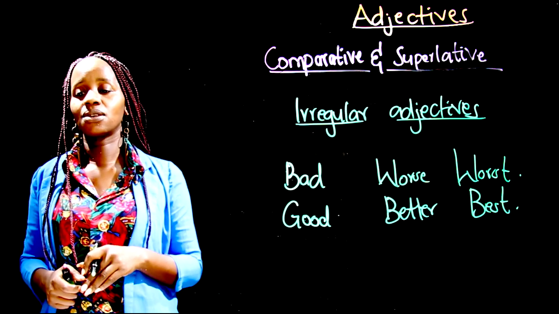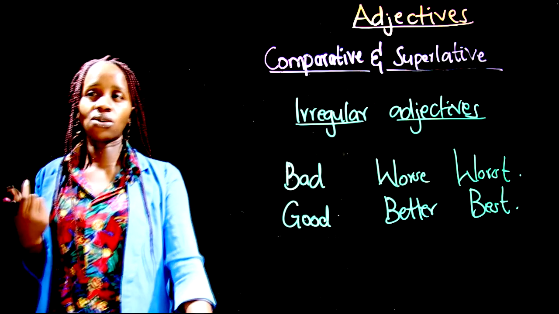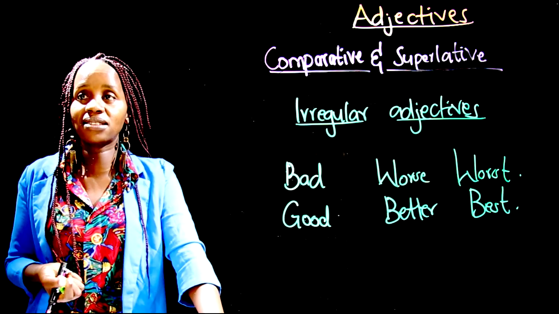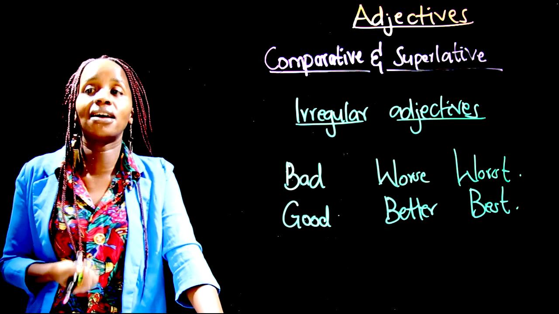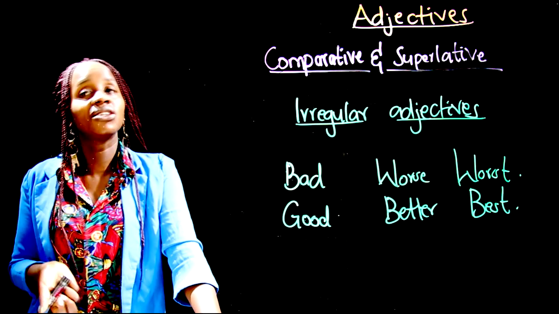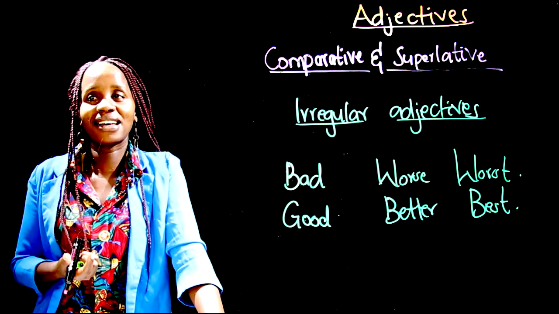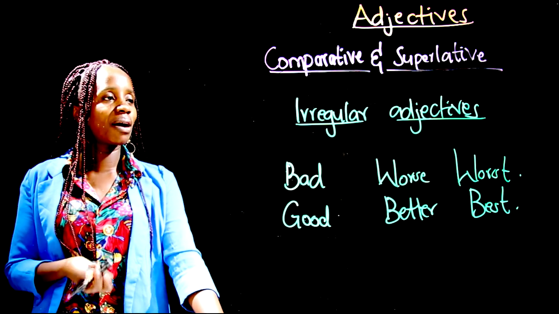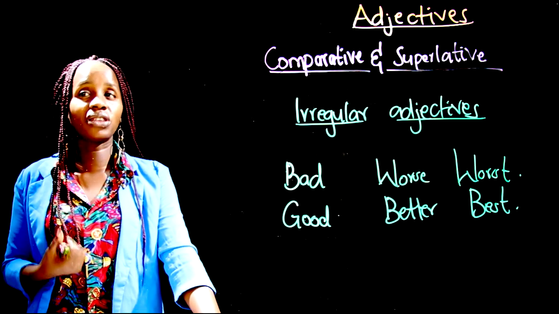So we looked at regular adjectives, and we said it follows a common rule of adding "er" to the comparative nature of that adjective or "est" to the superlative nature of that adjective. It follows just that common rule. Tall, taller, tallest. Short, shorter, shortest. Okay? And sweet, sweeter, sweetest. So what about irregular adjectives? What happens? Irregular adjectives do not really follow that rule.